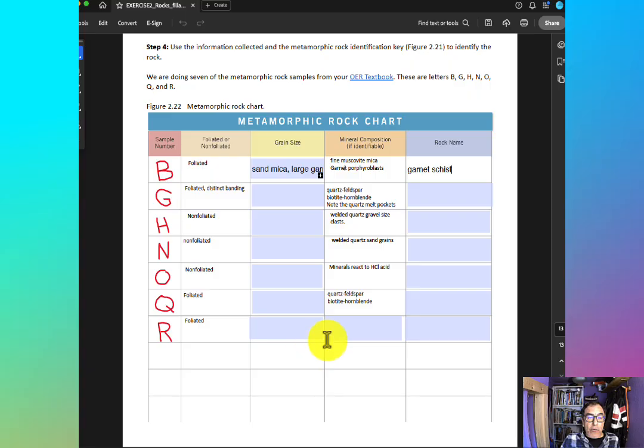You can see I've filled out quite a bit for you already. Go ahead and start looking at these rocks, and then you can fill out this data table here.